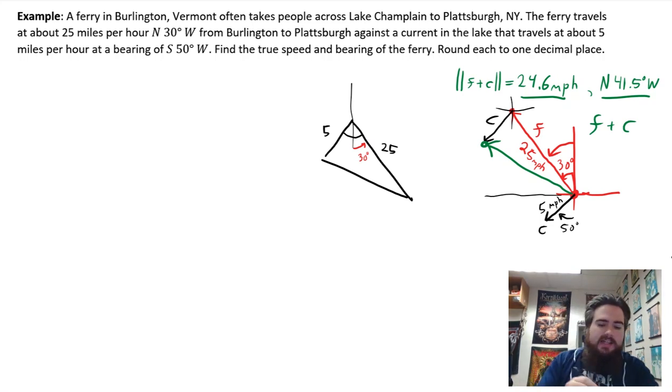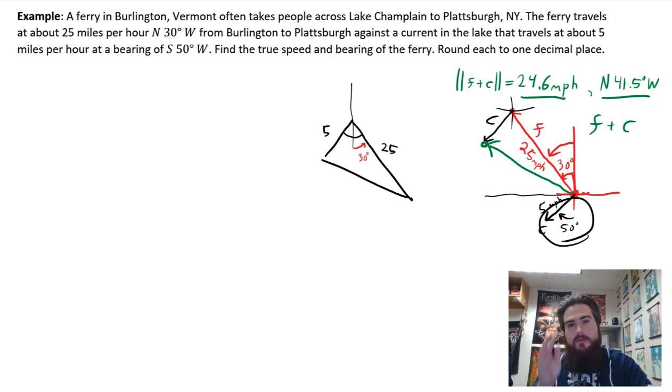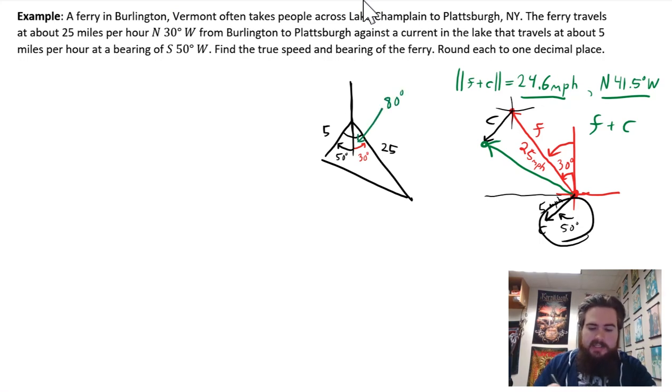I can also do that same concept with the bearing for the current vector I had. This bearing of 50 degrees is from a vertical line to that diagonal line. So again, from a vertical line to the diagonal line for the current is 50 degrees. Meaning that overall angle measure inside there is 80 degrees. So this angle measure here is 80 degrees.